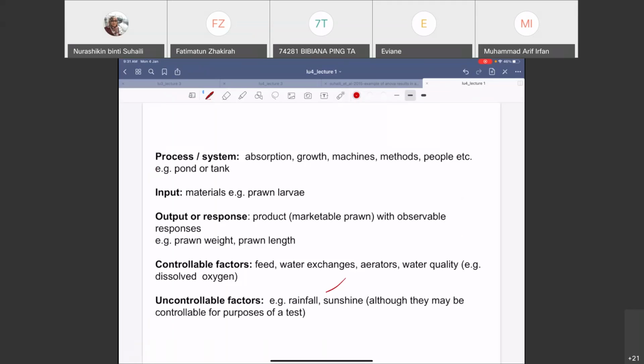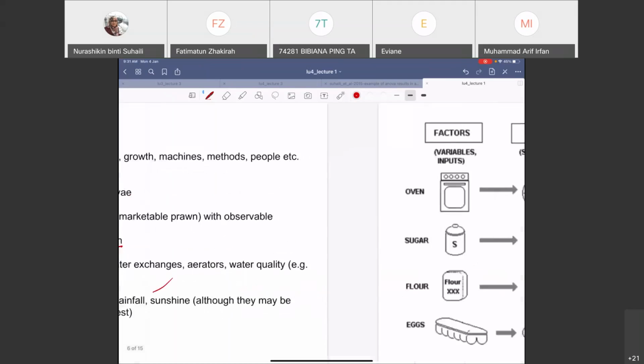Whereas controllable factors are things that you can control directly in your experiment. Input is materials, things that become the entity to be measured during your process. Output is the results. For example, you're measuring the length or the weight, so that would be the output or response. I hope you understand.